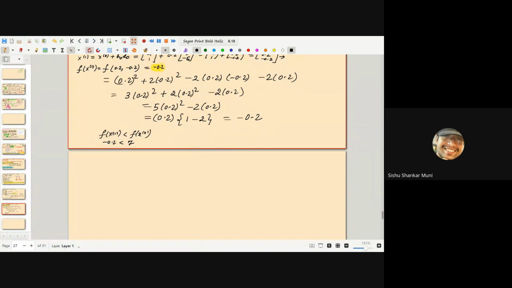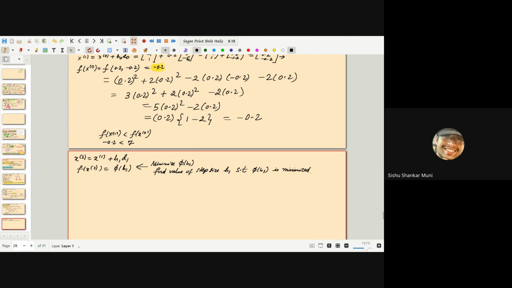find that direction. Okay. So the idea is that you go to the second round, compute x2, that is equal to x1 plus h1 d1. Again, find what is f of x2, take it as phi of h1, some function, then again minimize phi of h1, that means find the value of step size h1 such that phi of h1 is minimized, right? Same thing, continue, keep on doing it.